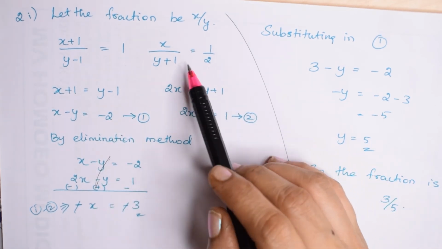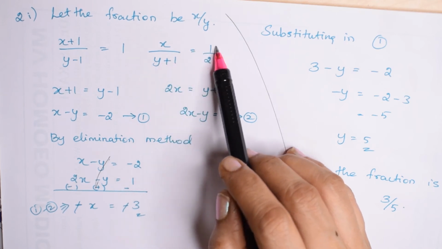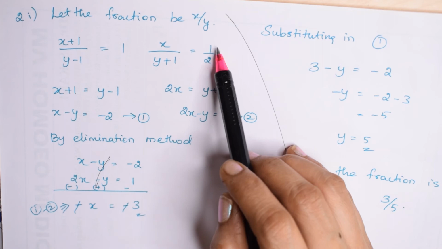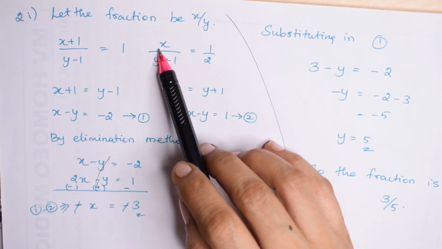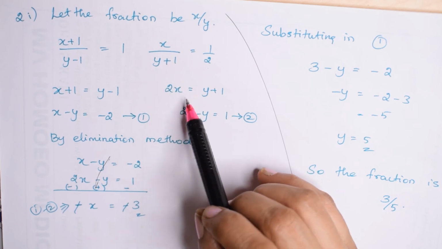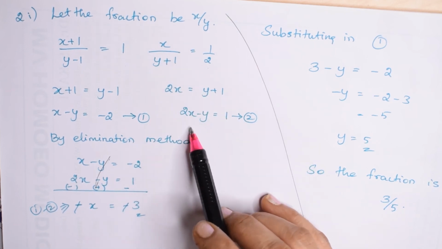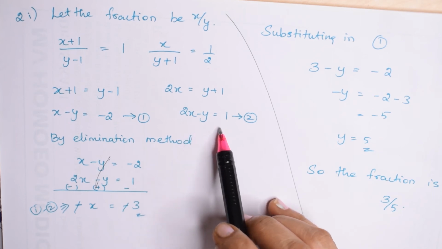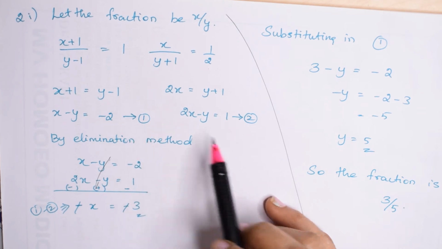And here again, this y plus 1 goes to the numerator this side. When I cross multiply, it becomes 1 into y plus 1 here. And this 2 I multiply here, so it becomes 2x. 2x is equal to y plus 1. I bring the y to the left hand side, so the equation becomes 2x minus y is equal to 1. This makes the second equation. So I have the first and the second equation.